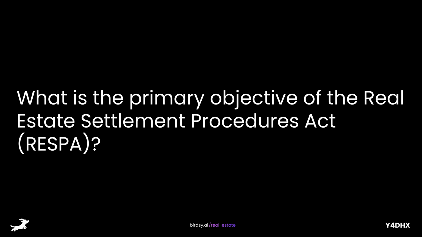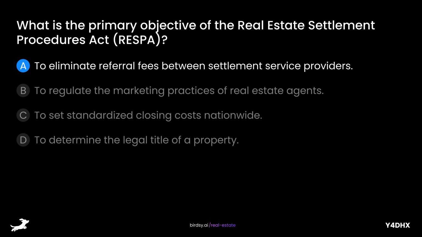What is the primary objective of the Real Estate Settlement Procedures Act? Is it A, to eliminate referral fees between settlement service providers, B, to regulate the marketing practices of real estate agents, C, to set standardized closing costs nationwide, or D, to determine the legal title of a property? The answer is A, to eliminate referral fees between settlement service providers.